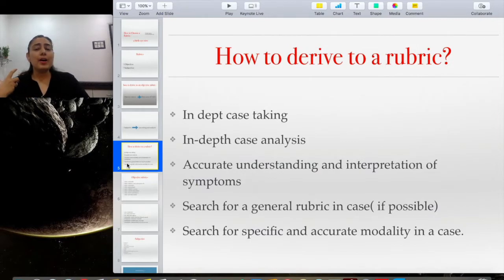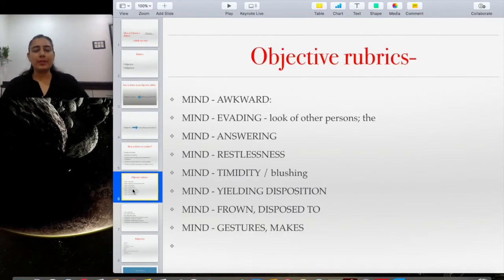So when you are investigating a case, you have to be an investigating officer and go to the depth. Then you have to be like a lawyer, where you dissect every symptom you have decided to take into the repertorization sheet. And then you have to be a judge. Once your totality is formed, you have to decide which remedy you want to give. So let us take some examples of objective rubrics.